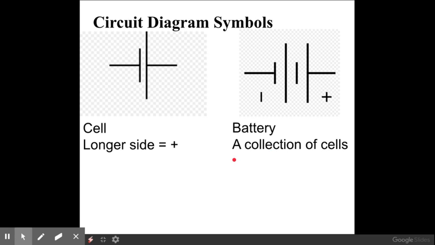So your double A's, your triple A's, and your D's, those are all cells. They're just actually two plates of metal in there. But your 9 volt is actually a battery. It's a collection of different cells inside of it.